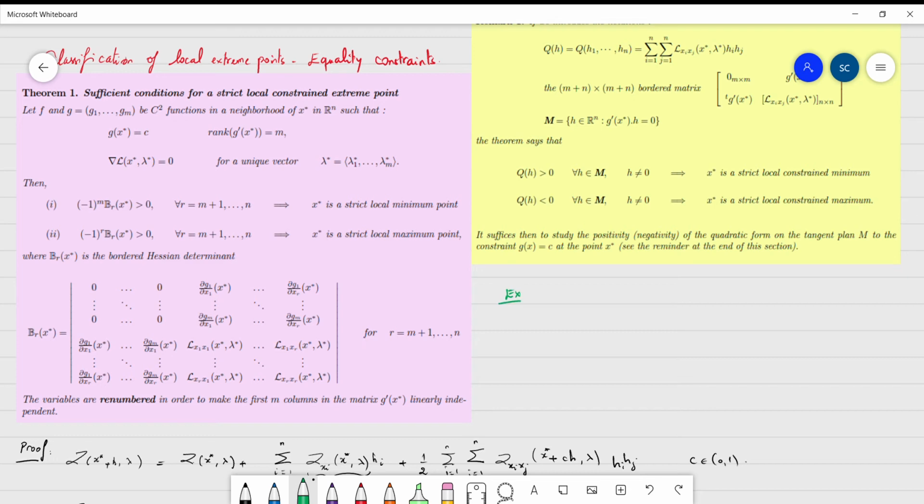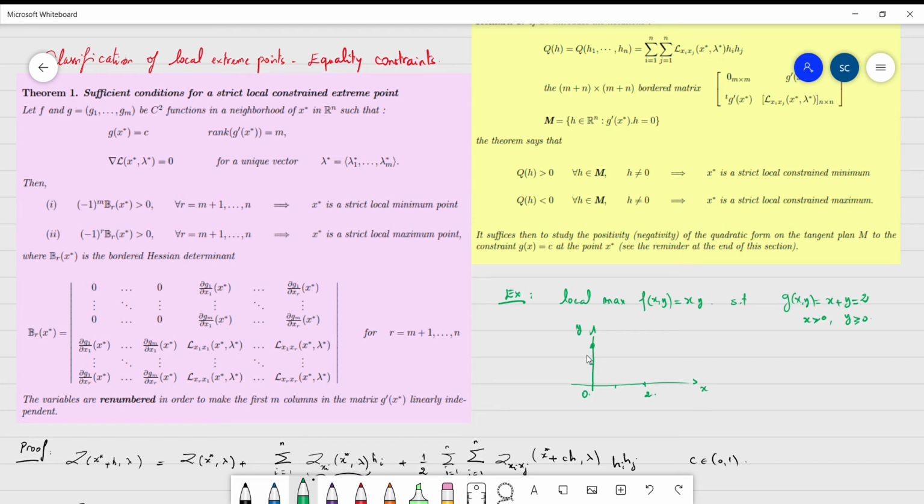The first example is the following: find the local max of the function f of x, y equals xy, subject to the constraint g of x, y equals x plus y equals 2, for x positive and y positive. First let's sketch the set of the constraint. It's a simple one. For x equals 0, I have y equals 2, so here is the point of my constraint. For y equals 0, x equals 2.